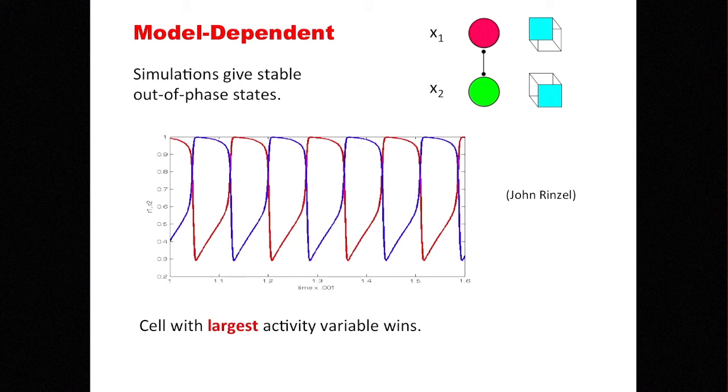And this is done by John Rinzel. And the blue curve actually would be the green cell, because he used different colours from me. But what you see is the red cell fires, and then the blue, that is green cell, fires. The red is at the top and the blue is much lower in level of activity, and then suddenly the blue has a high level of activity and the red is low. Then the red's high, then the blue's high, then the red's high, then the blue's high. So the way you interpret these signals is the cell that's firing at the highest rate wins.